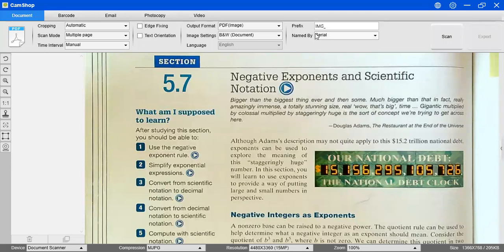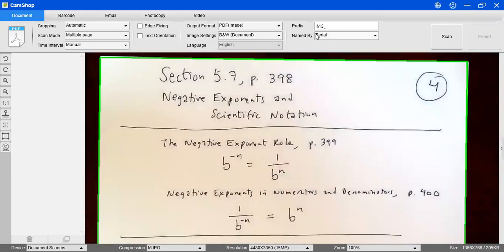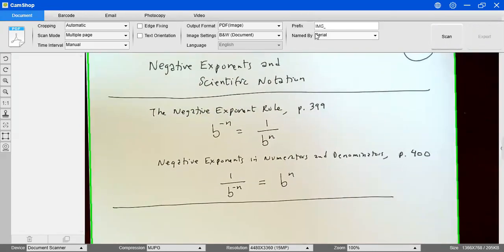This is section 5.7. That's the last section of this chapter. It's about negative exponents and scientific notation. It's on page 398. So there are two main components of this section. First, we're going to start talking about negative exponents, and then at the end, we're going to work on scientific notation. So the first thing is we're going to learn about two rules that we're going to need when we have negative exponents.